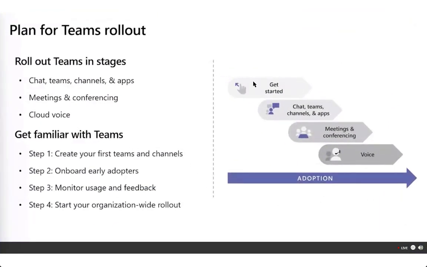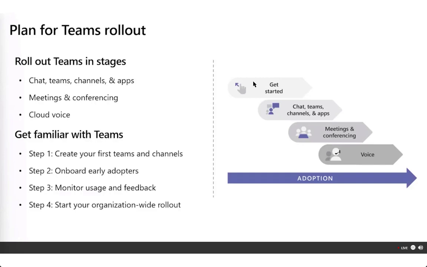It's good to plan for your Teams rollout in stages rather than just have everyone suddenly using Teams. No, it's good to have a group of pilot users representative of the roles in your organization. And we can roll out functionality like chat, Teams, channels and apps, set up meetings and conferencing, maybe some cloud voice. And we get some feedback and telemetry from our early adopters, and then we can maybe tweak some settings and bring on greater and greater numbers of people. Finally, everyone is using Teams in our org-wide rollout.